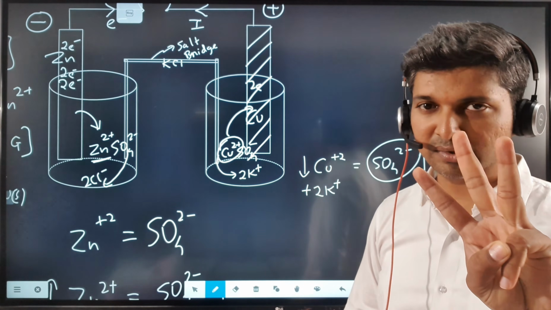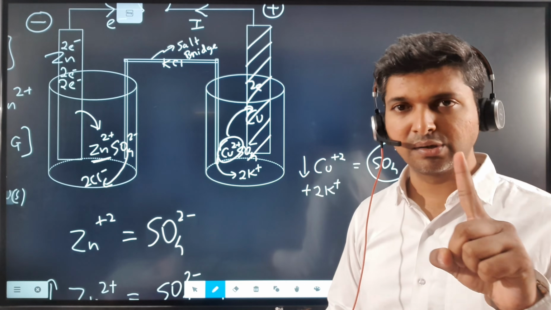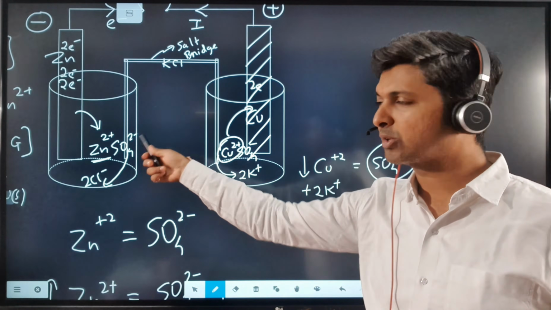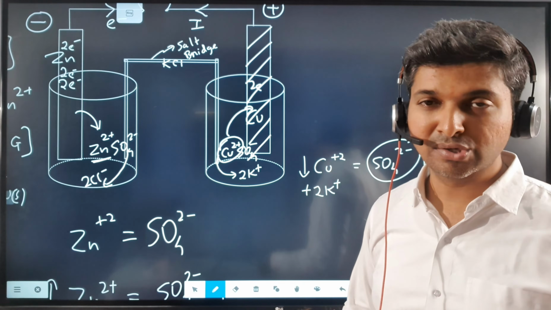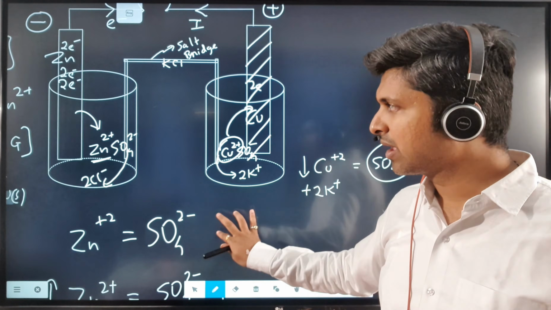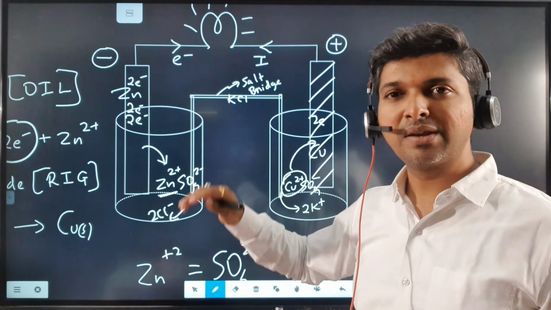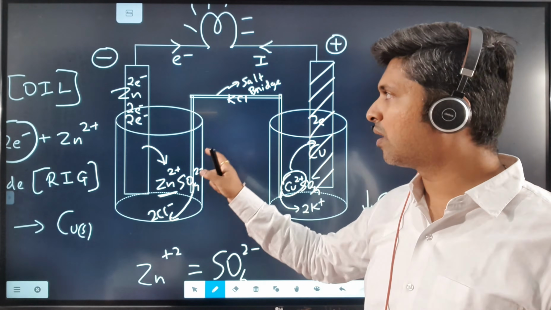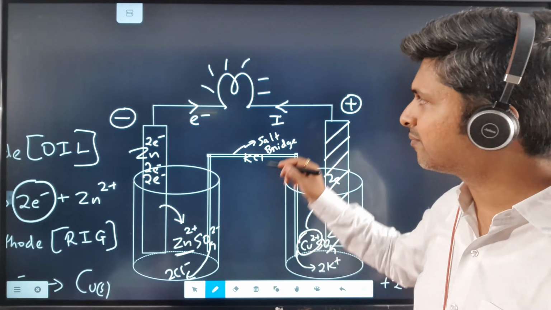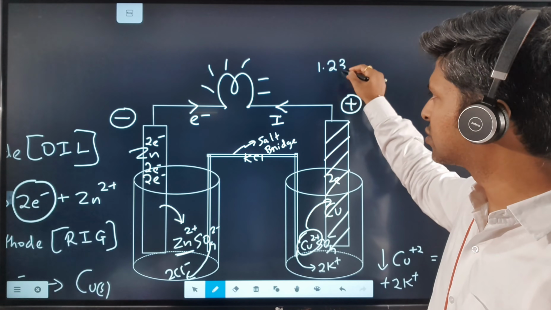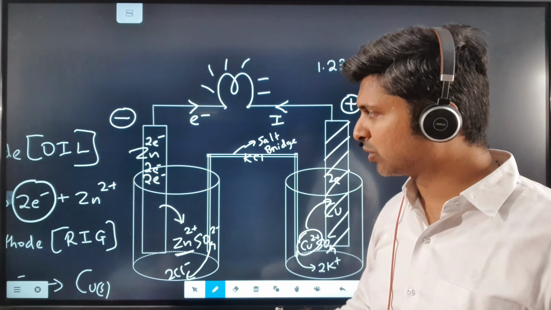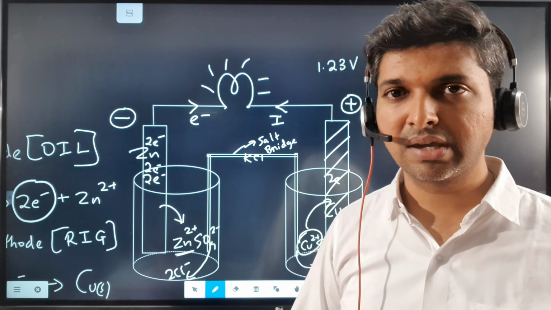So there are three functions of the salt bridge. One is it is maintaining the electrical neutrality. Second is it's completing the circuit. And third thing is allowing us to keep the two solutions separately. Otherwise, we would have to mix the solutions and it would be chaotic. So therefore, salt bridge is very important if you want this Daniel cell to work. And it is generating a potential of 1.23 volt. This entire cell is generating a potential of 1.23 volt. This is the construction and working of Daniel cell.